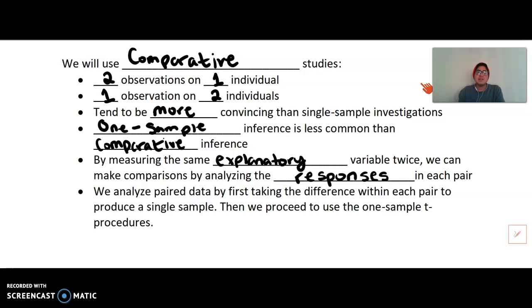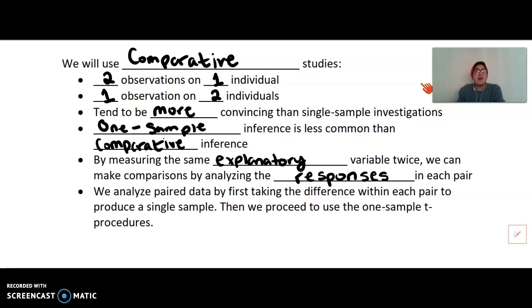We analyze paired data by first taking the differences within each pair to produce a single sample. Then we proceed to use one sample t procedures. So whether it's one person receiving 2 treatments or 2 people receiving 1, we take the difference between those pairs, and that gives unique values of the differences. So here we're looking at the average difference of the paired data.